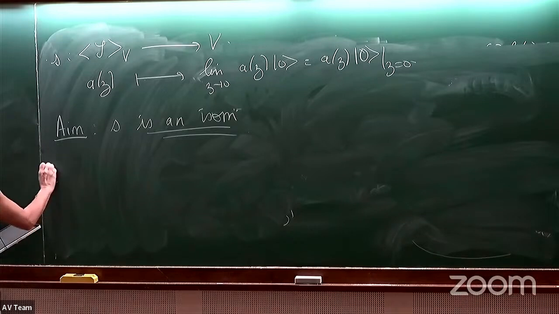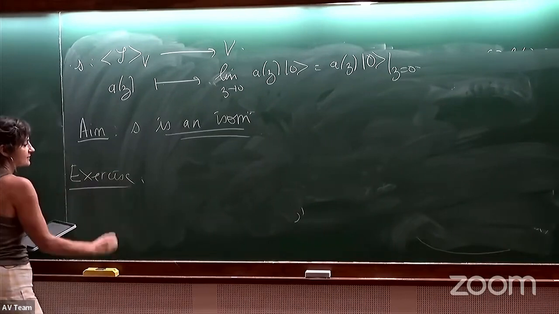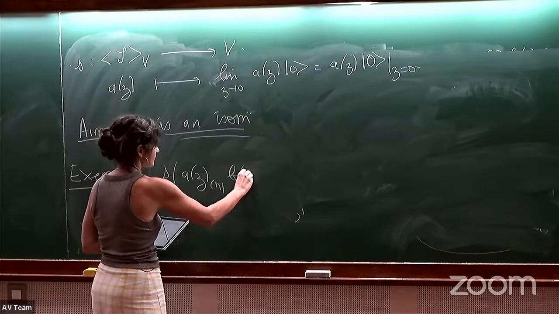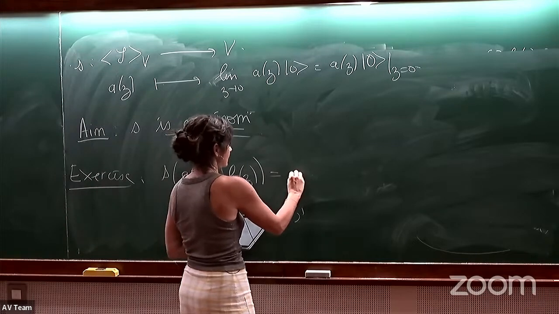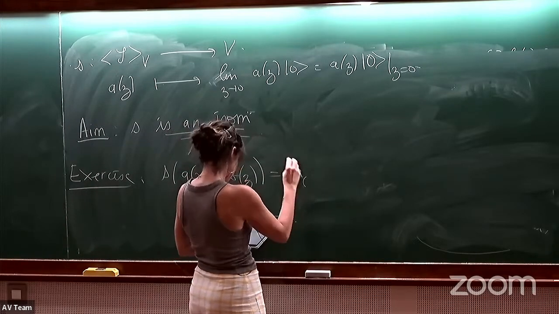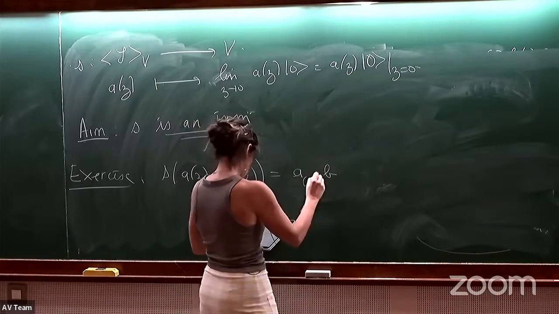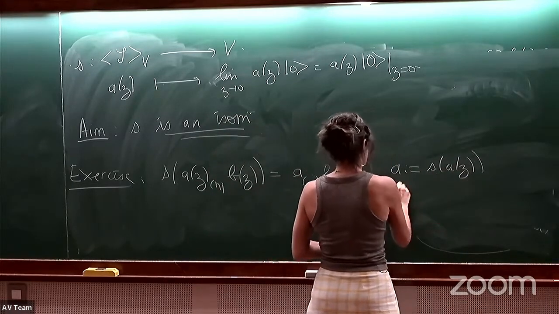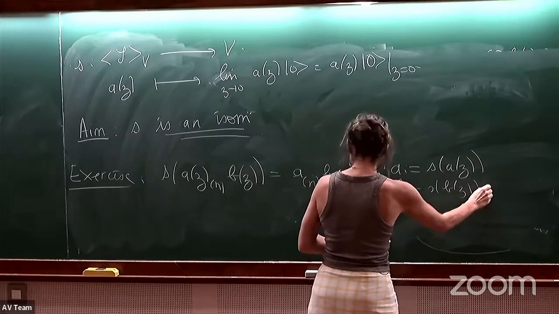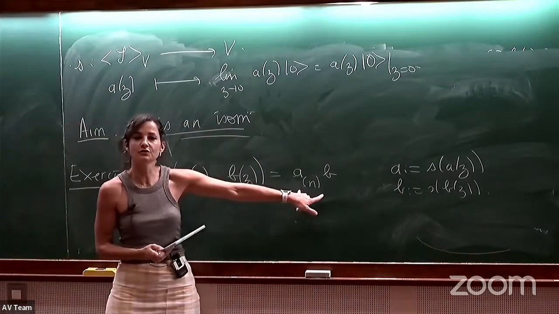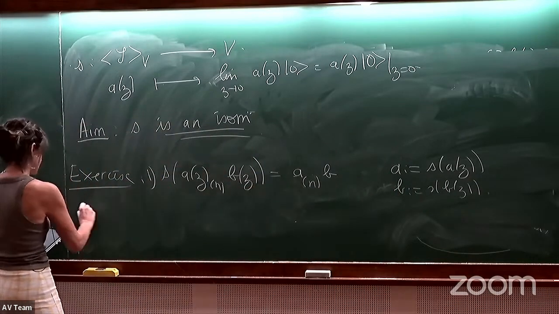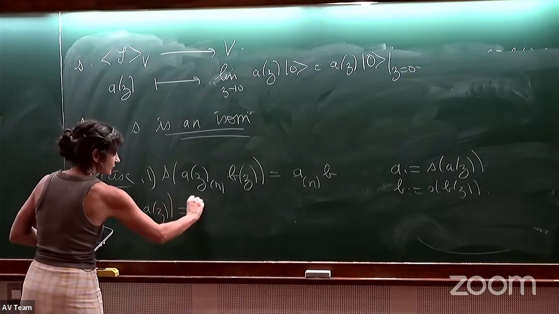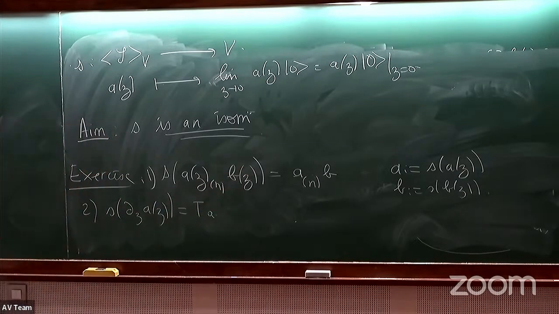So I leave as exercise some properties. Exercise, first thing you can show is that if you apply S to the nth product, this is really nice, you get A. I will say what A is, but you can guess. I just set A as the image. Okay, so you get this. And second thing you can show is that S of the derivative of a field is a translation applied to A. Again, A is the limit of the field at 0.